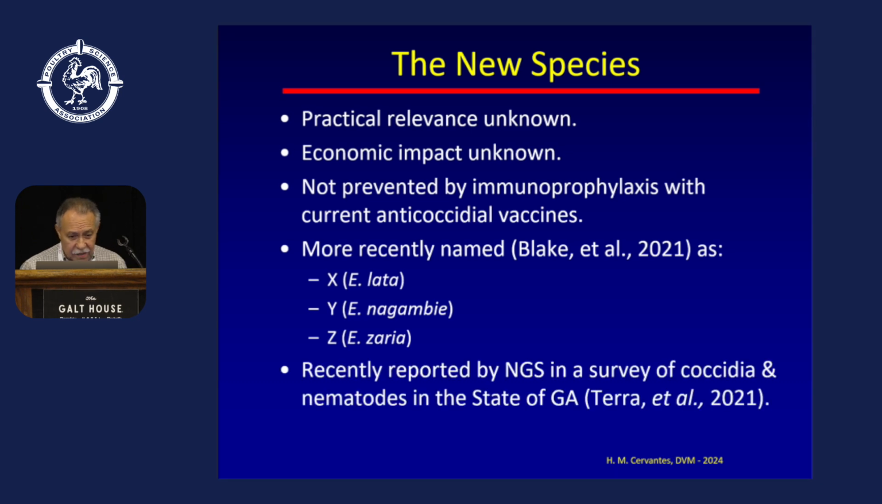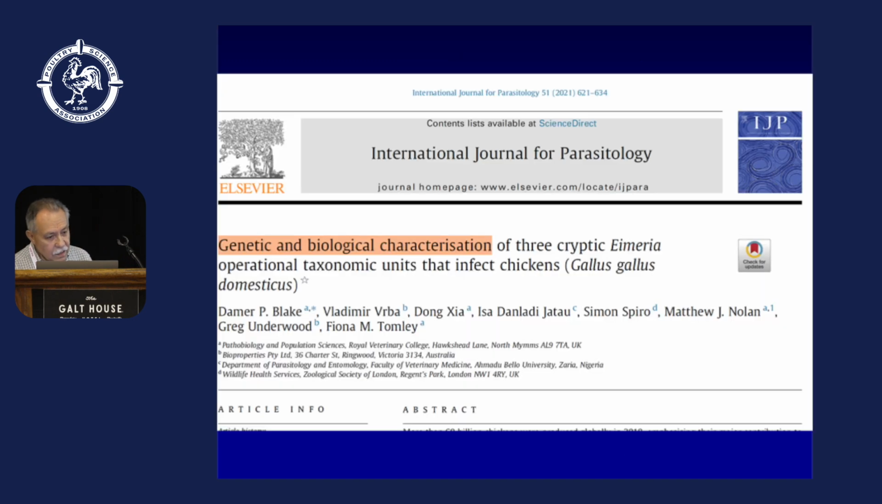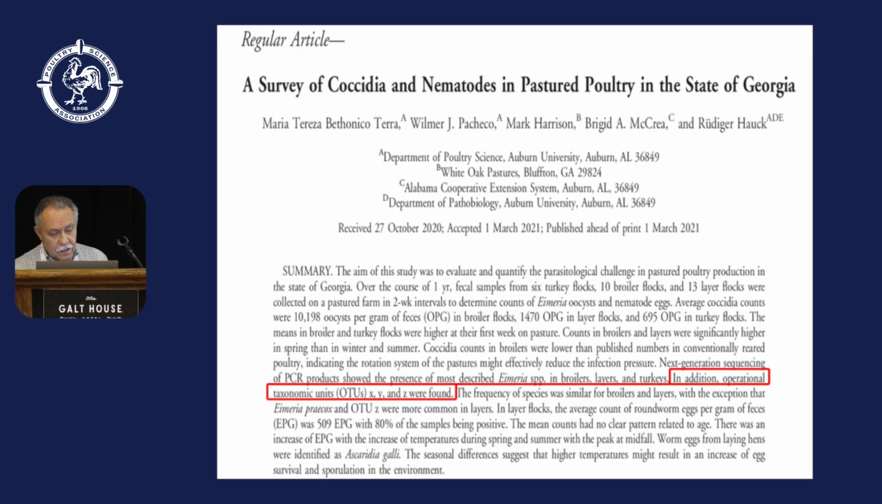now Eimeria lata, Eimeria nagambiae, and Eimeria zuercurnii, based on their initial location or place of isolation as far as geographical isolation. In a more recently reported paper done through next generation sequencing in a survey of coccidian in the state of Georgia, published by Torres and co-workers, University of Auburn, they show that the OTUs exist in the US. Here's the paper. If anybody's interested, I'll be glad to supply a copy. They did the genetic as well as the biological characterization of each of the 3 cryptic Eimeria species, or the OTUs, Operational Taxonomic Units, that I mentioned.